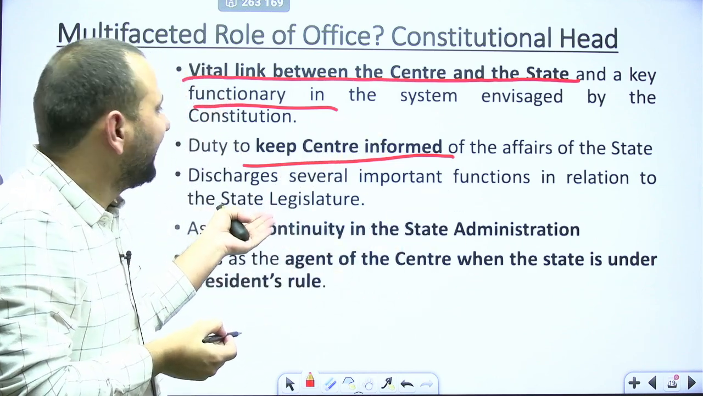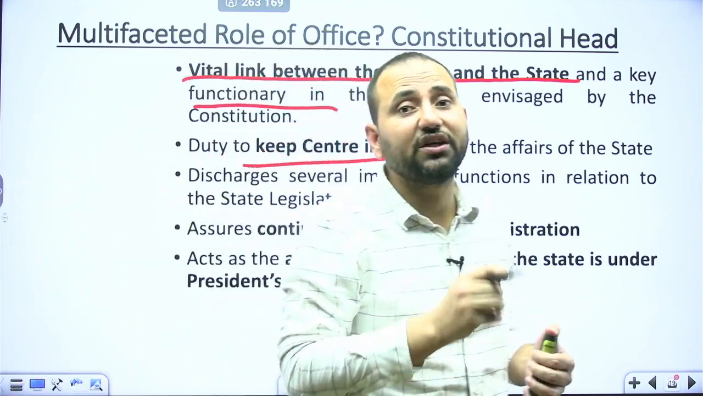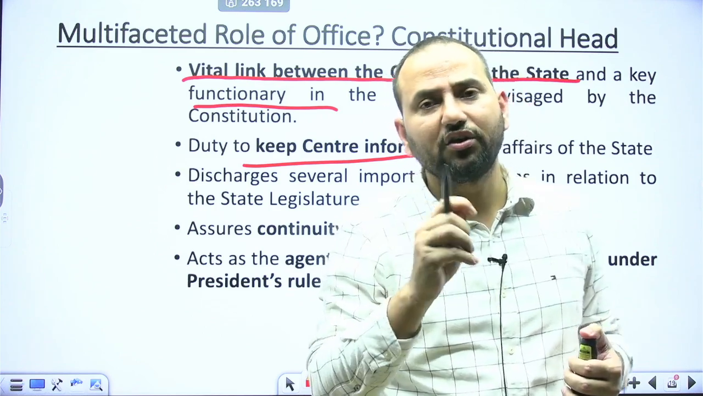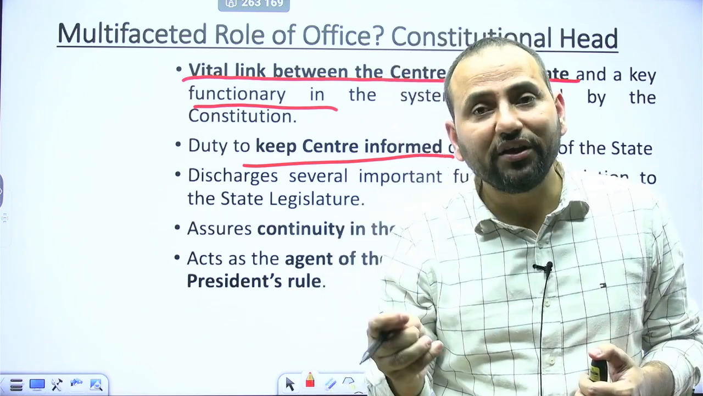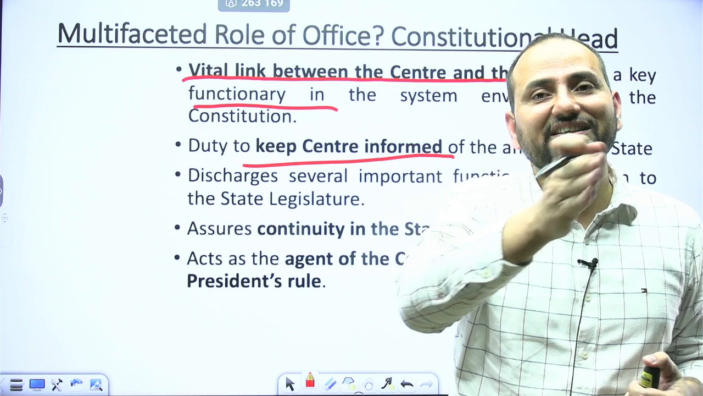We have to see that there are various functions also with reference to the legislative structure of the states which are done by the governor. For example, prorogation or dissolution or summoning of the house. These are done by the governor, just like we see at the center by the president.